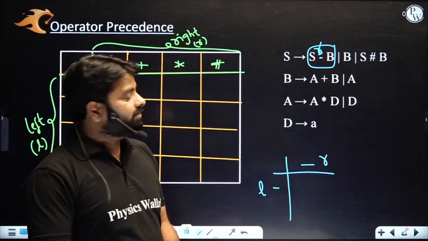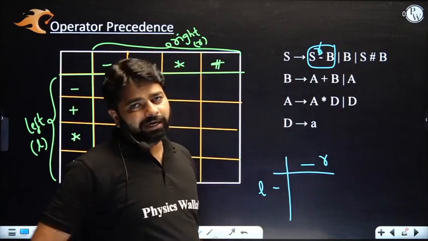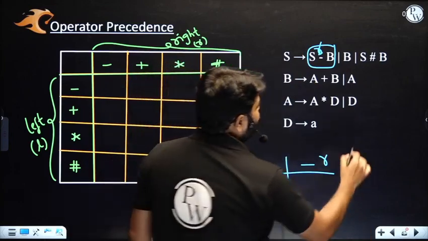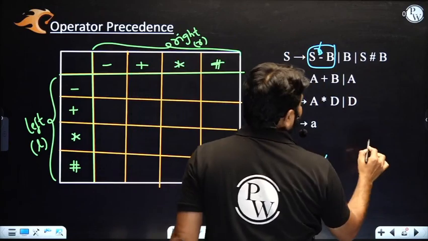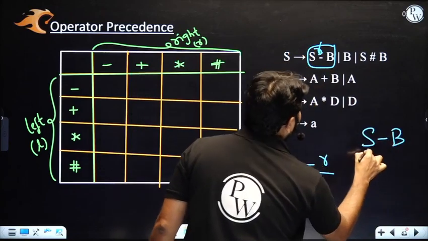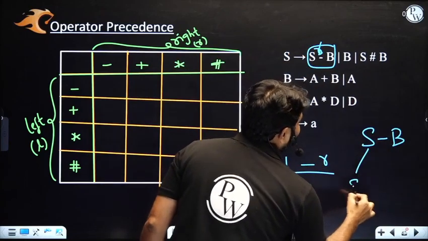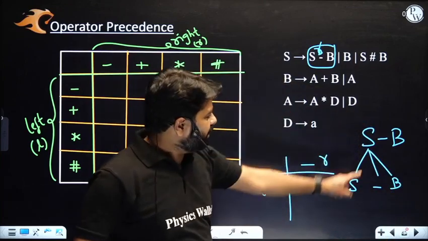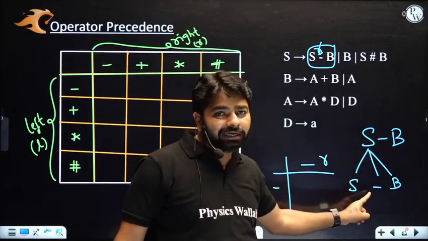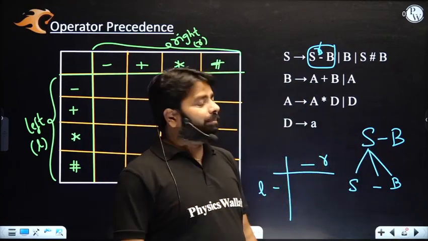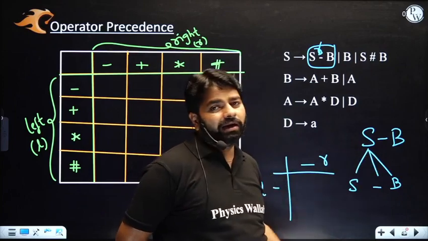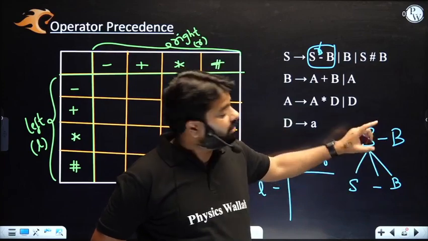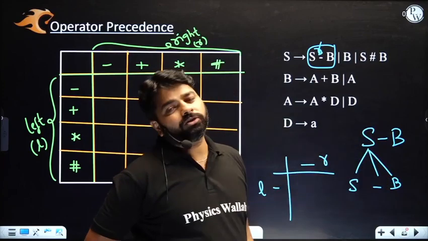Now I'll assume this is the right. My next question is, this left minus, will I get it from the left? Who is on the left? S. From this S, can I get another minus? Yes, from S I can put S minus B. Now you see, when I have this right minus, I can get the left minus from the left side. That means the minus follows left associativity. Without this minus, you can't evaluate that minus. So minus is left associative.